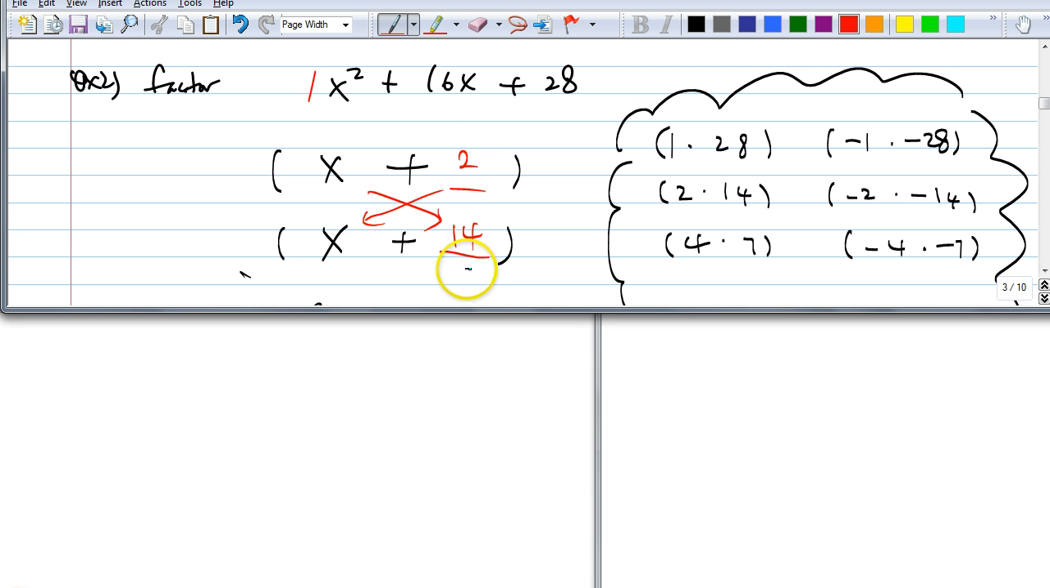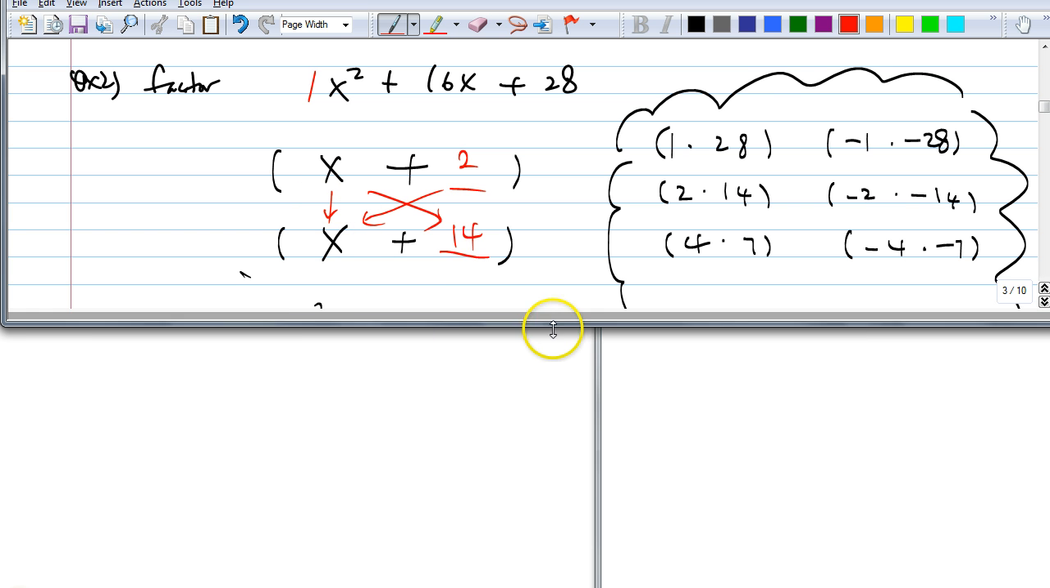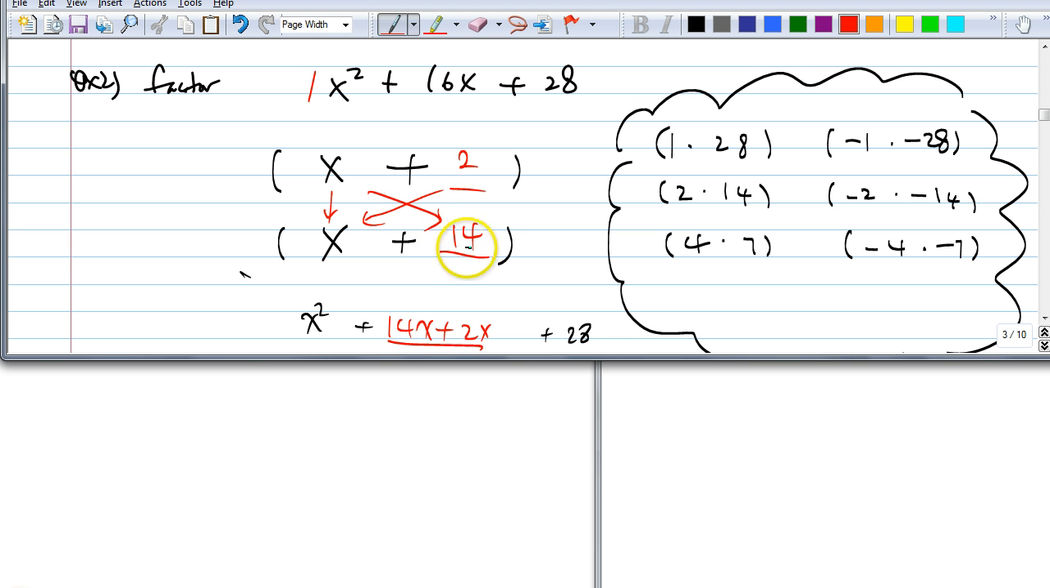Could I write down 14 and 2? Does it matter? No, you still get 16. Let's check. What do you get when you multiply x times x here? x squared. Then when you get x times 14, you get 14x plus 2x. And then again vertically, 2 times 14. That's how you get the last term. Do you see why I wrote it vertically? It's really easy to check how you get the middle term.